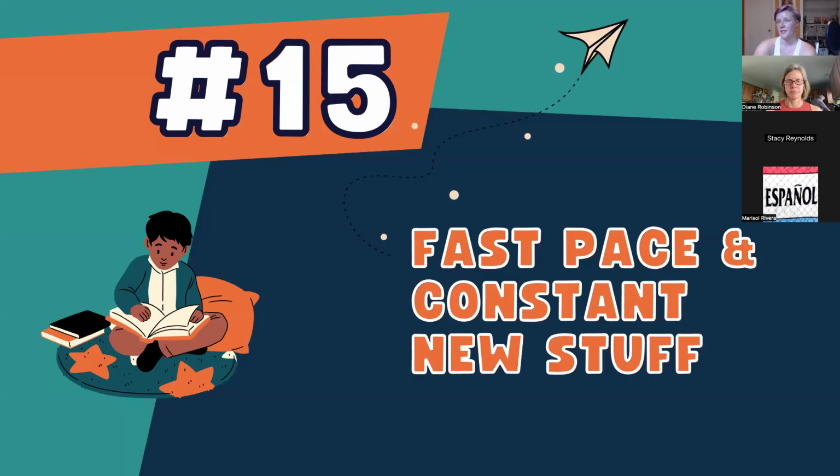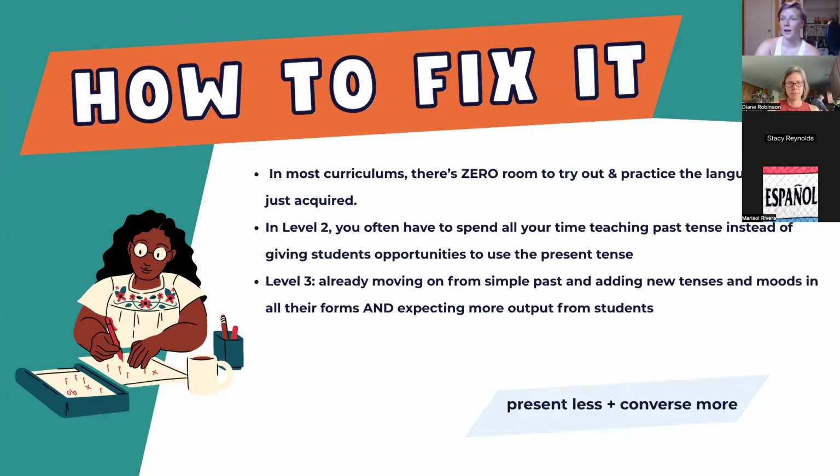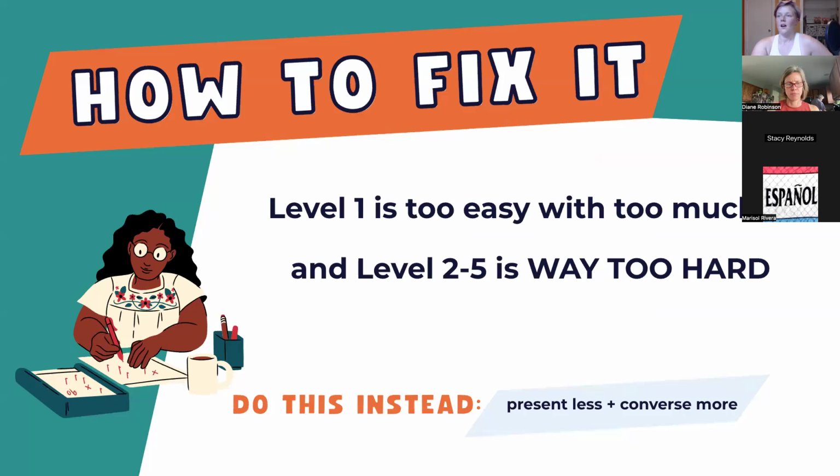Okay, this is really important, and it's my last one for you here. That's number 15, which is fast pace and constant new stuff. That is the number one reason that you're not using as much target language as you would like to. So, in working with curriculums, here's what we have going on. Level one is too easy because there's too much English. And levels 2 through 5 are way too hard, obnoxiously hard for students, because of all the things that we talked about earlier with the curriculum being really overstuffed.